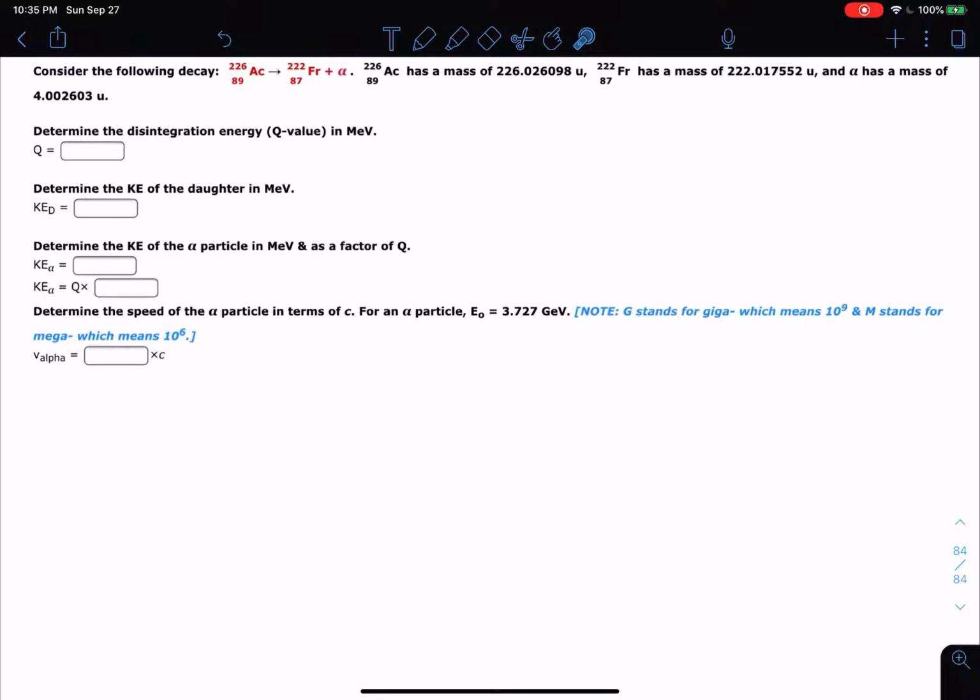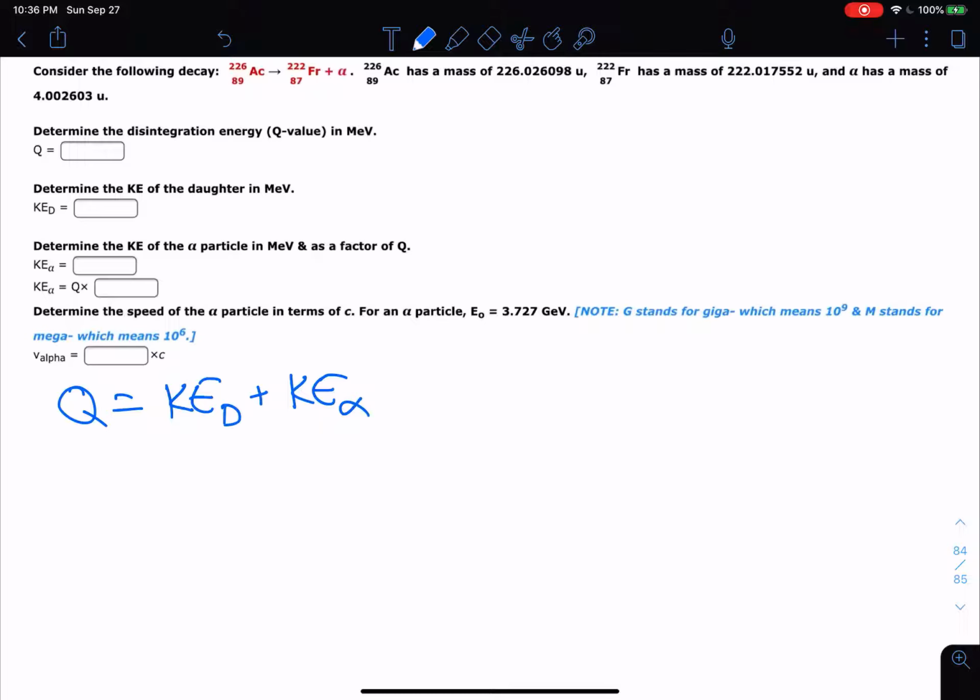Okay, so there's a lot to unpack here. First off, what the heck is this? Disintegration energy, Q value. So the Q value is just the total kinetic energy of the daughter nucleus and the alpha nucleus. So I could just write that as a simple equation. Q equals the kinetic energy of the daughter plus the kinetic energy of the alpha particle. Now this is what Q is, but at least for this first part, it doesn't help us because we don't know Q, we don't know the kinetic energy of the daughter or the kinetic energy of the alpha. In fact, we're asked to figure out all three of these things.